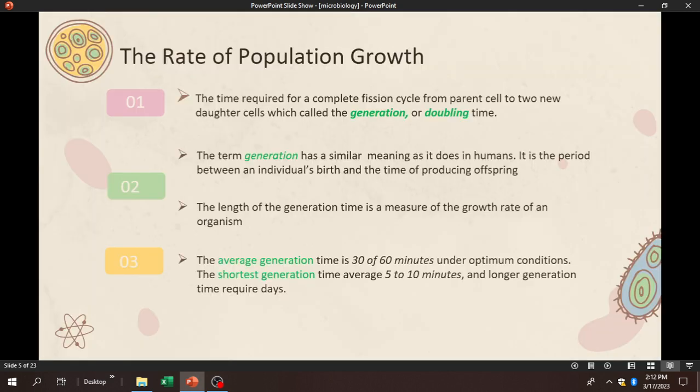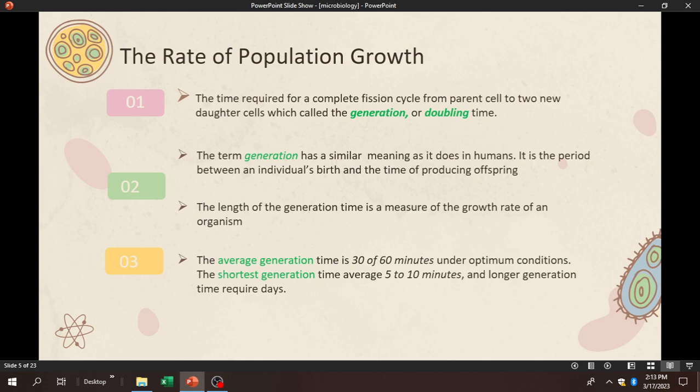The rate of population growth. The time required for a complete fission cycle from parent cell to two new daughter cells is called the generation or doubling time. The term generation has a similar meaning as it does in humans. It is the period between an individual's birth and the time of producing offspring. In bacteria, each new fission cycle or generation increases the population by a factor of 2, or doubles it. Thus, the initial parent stage consists of one cell, the first generation consists of two cells, the second 4, the third 8, then 16, 32, 64, and so on.